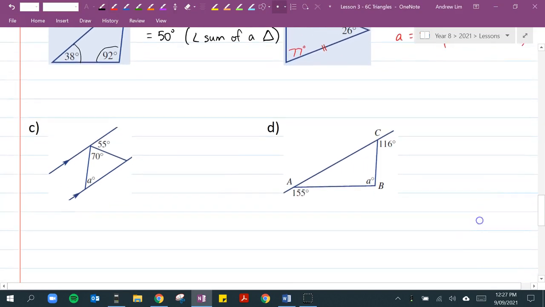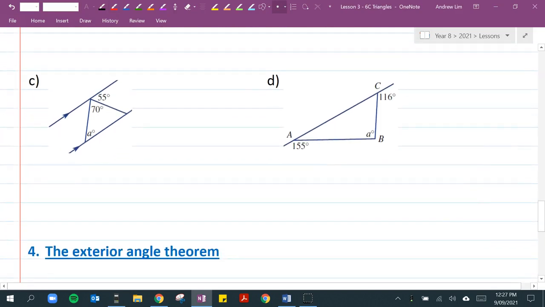Okay, let's have a look at question C and D, some more challenging ones. So for question C, in order for me to work out what A is equal to, I need this and this one. And then I can just do 180 degrees minus that, and it gives me A. I will call this B, because I don't know what it is, so I'm just going to call it B.